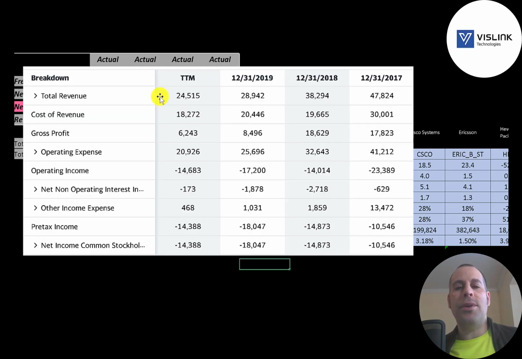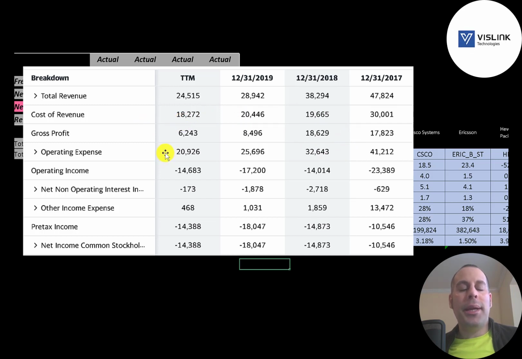This is the company's income statement. The top line is the revenue, the sales. Below that is the cost of revenue. Some examples are cost of labor and cost of materials. The difference between those two numbers is their gross profit. Their gross profit peaked in 2018 at 18 million, but it's about 1/3 of that number at 6.2 million.